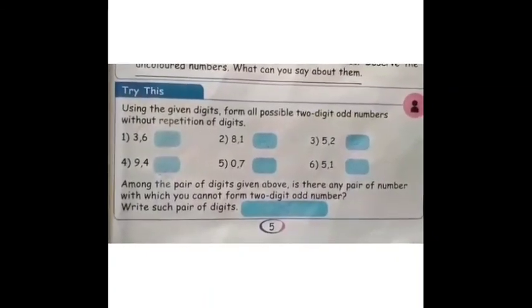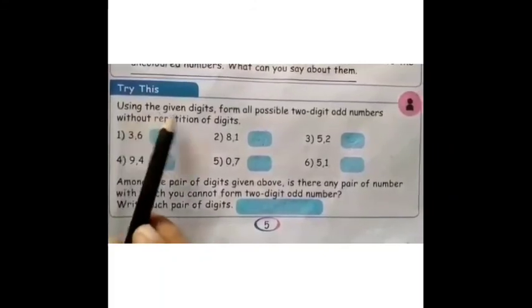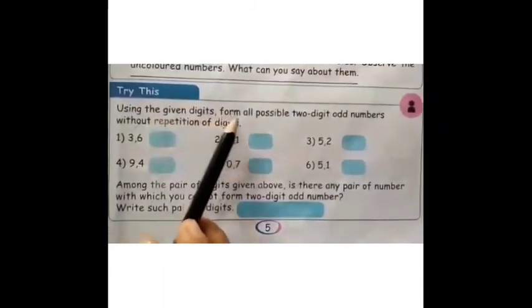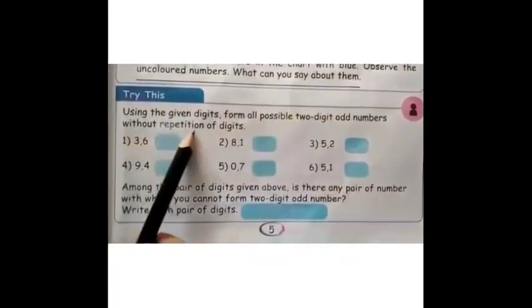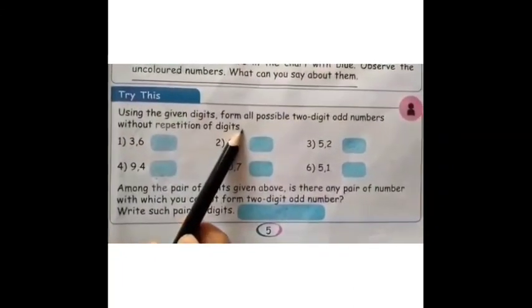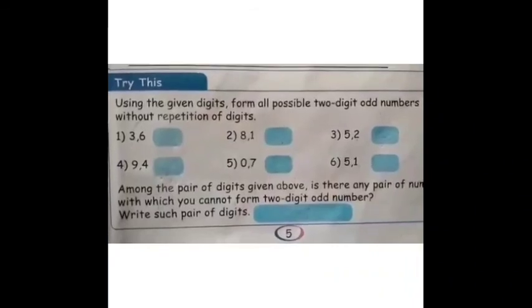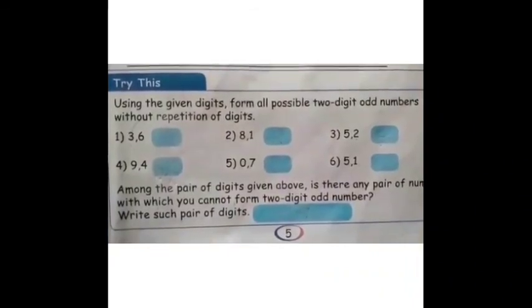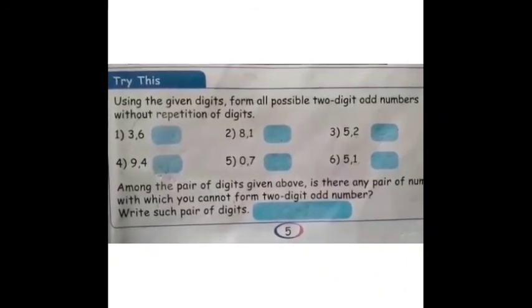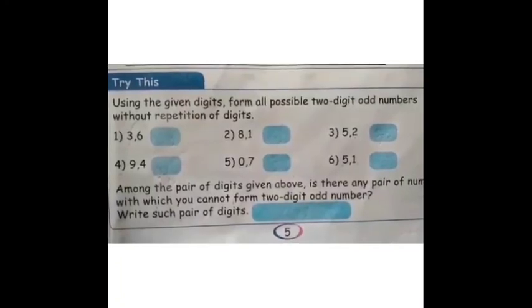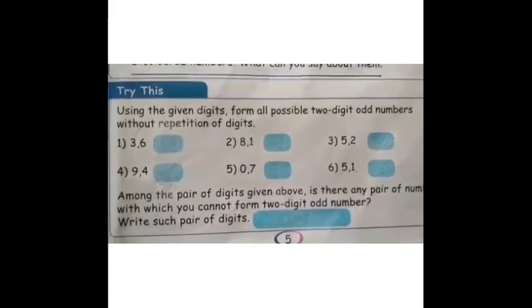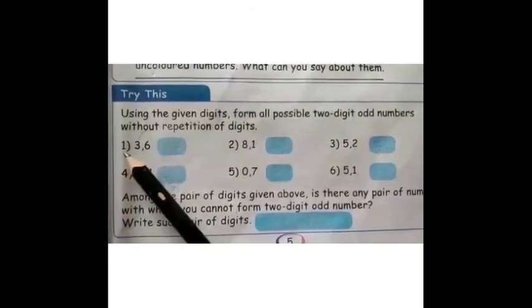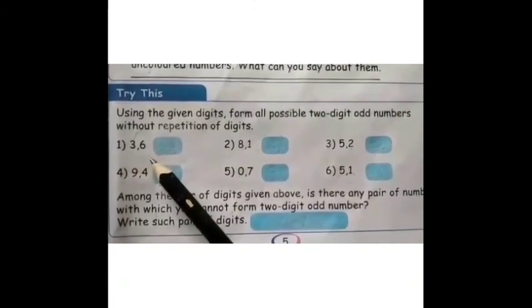Children, next let us see. Using the given digits, form all possible 2-digit odd numbers without repetition of digits. Children, remember, if the 2-digit number is an odd number, that means the number in the ones place is always an odd number. Let us see the first one, 3, 6.